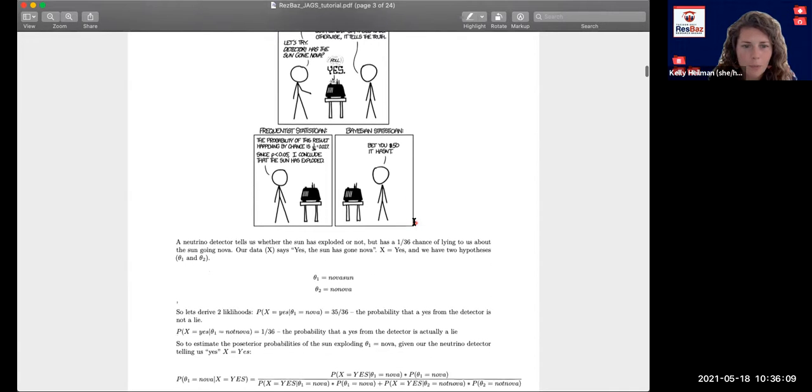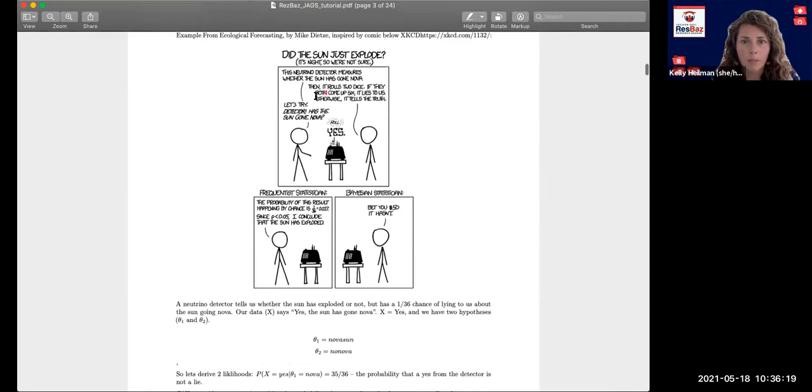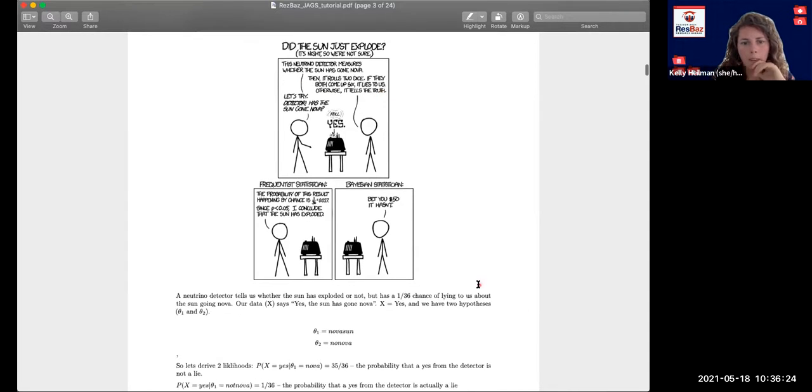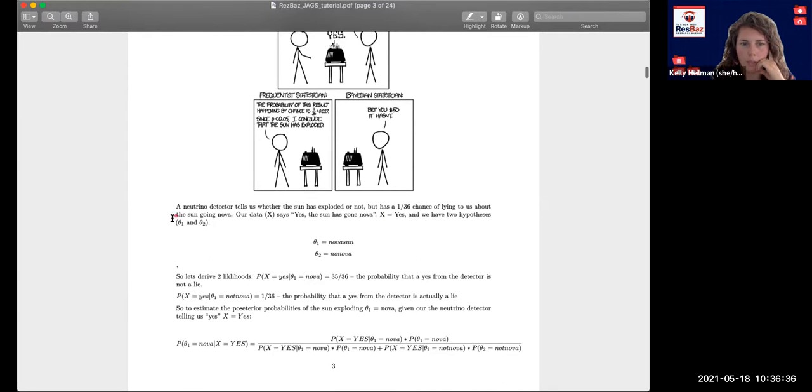Okay, so the neutrino detector tells us whether or not the sun has exploded, but it has a 1 in 36 chance of lying to us. So that's the chance that it'll roll 2 dice and they both come up 6. And so our data says, yes, the sun has gone nova. So we have 2 hypotheses if x is yes, theta 1 and theta 2. Theta 1 is that the sun is nova, theta 2 is that it's no nova.